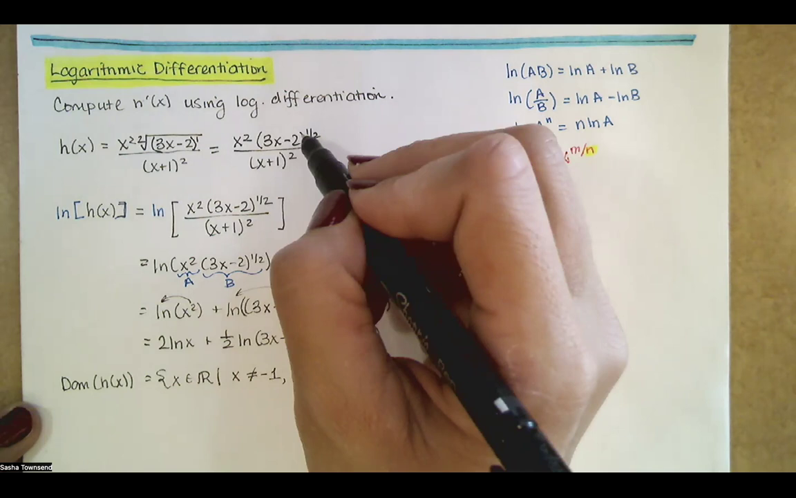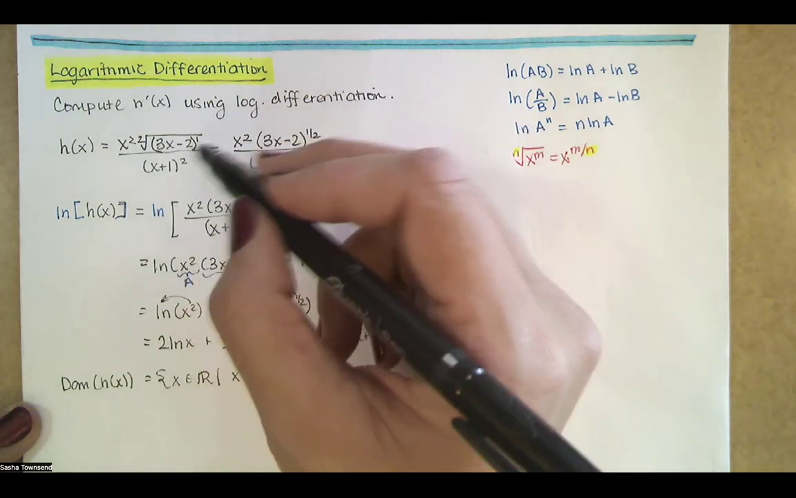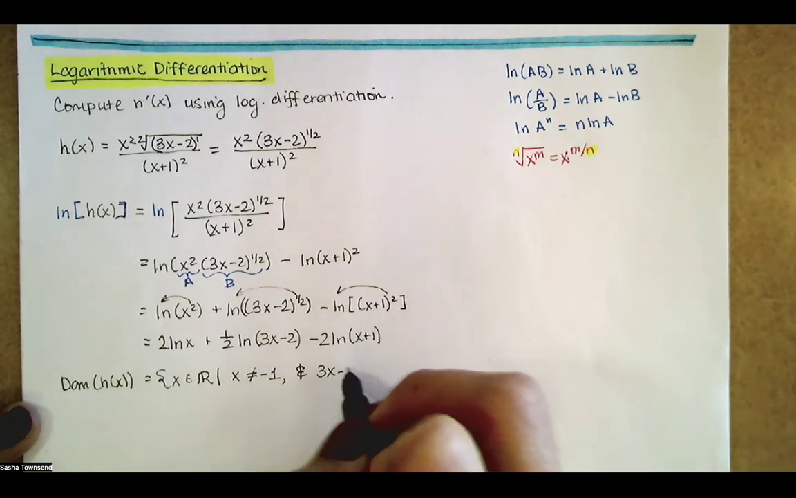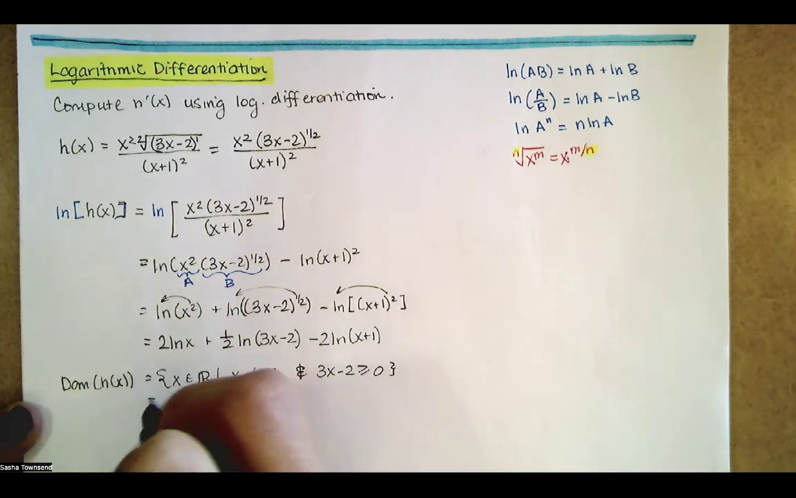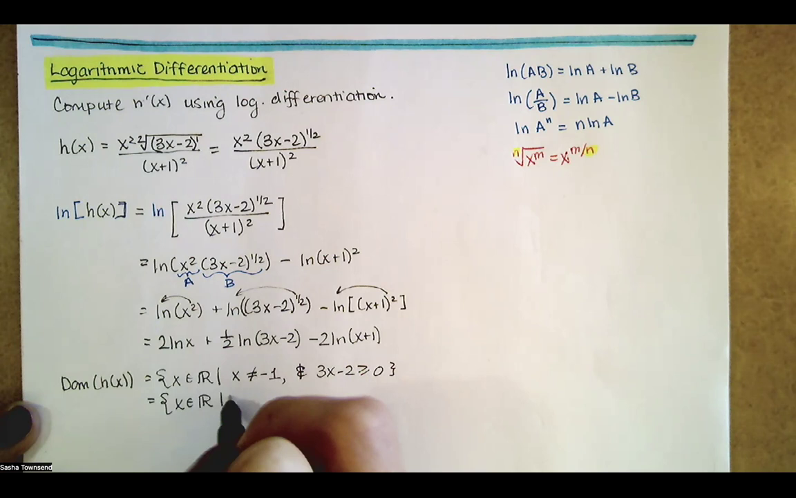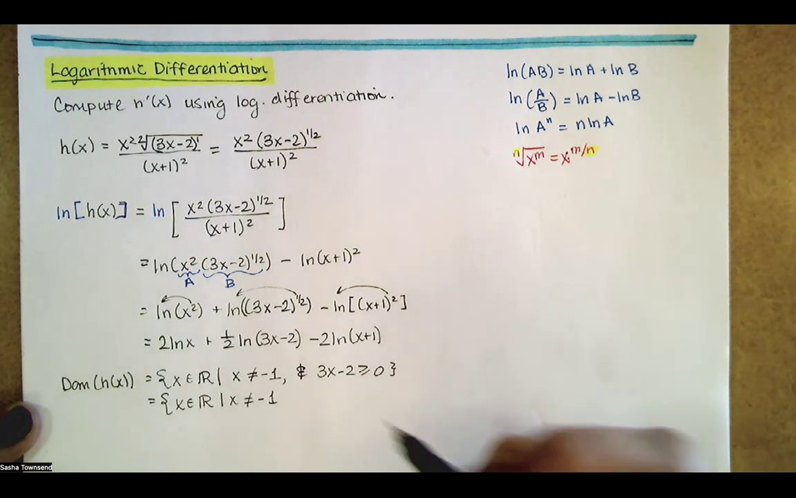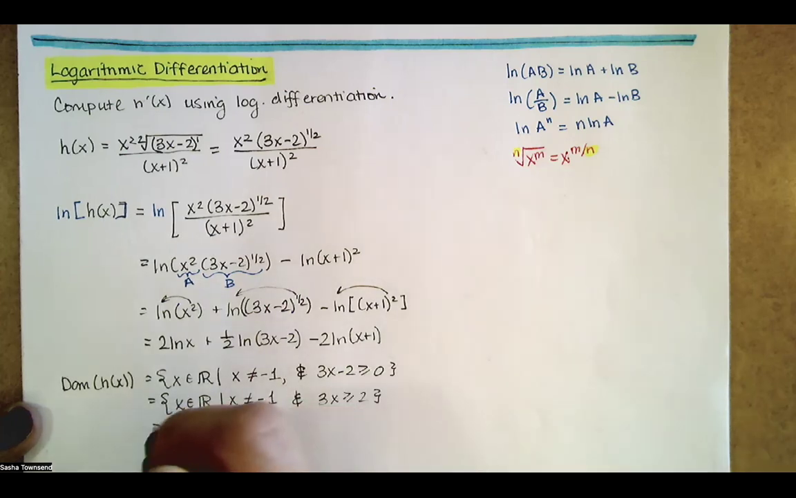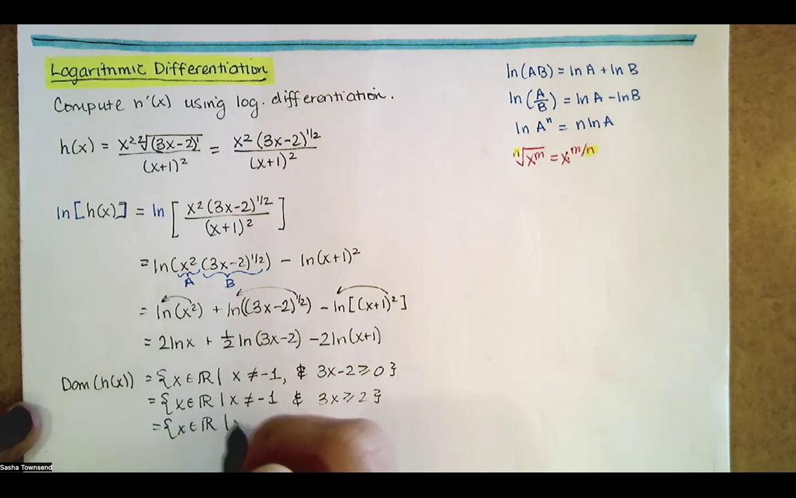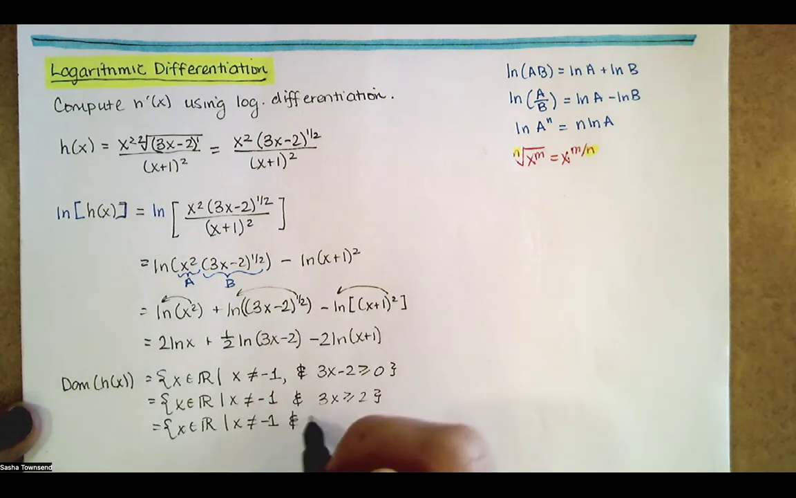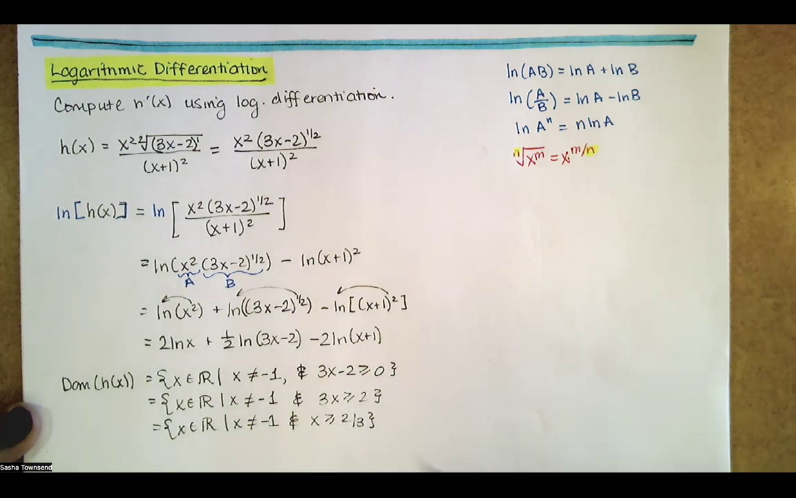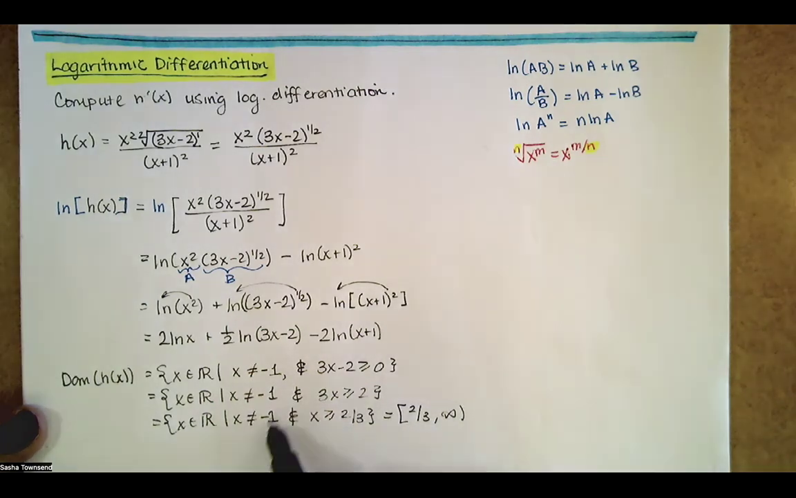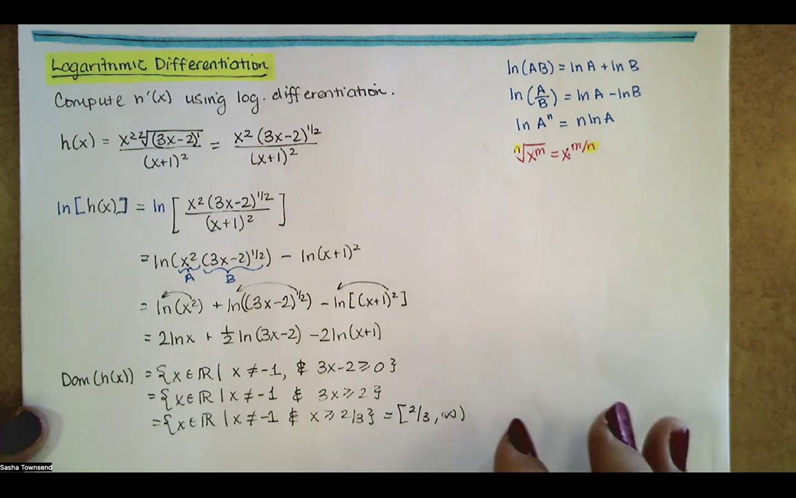And we need the expression under a radical whenever we have an even root to be greater than or equal to 0. So we need 3x minus 2 to be greater than or equal to 0. So if we rearrange this, we have 3x is greater than or equal to 2, which implies x is not equal to negative 1 and x is greater than or equal to 2/3. So the domain of h starts at 2/3 and goes to infinity. We should also rule out negative 1, but negative 1 is not on that interval, so that's not our concern.